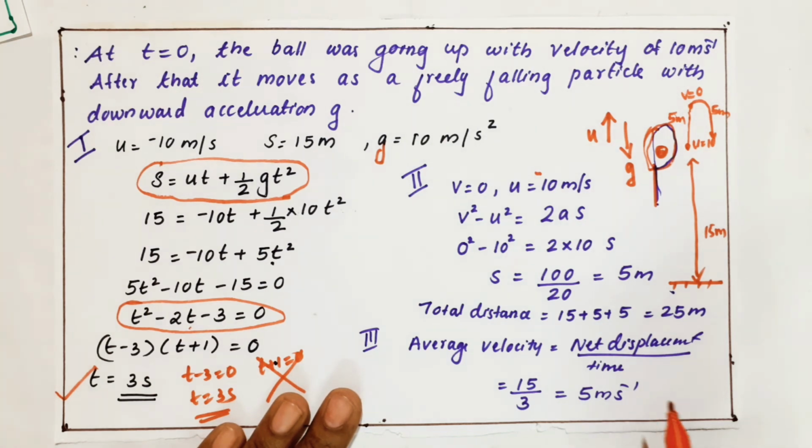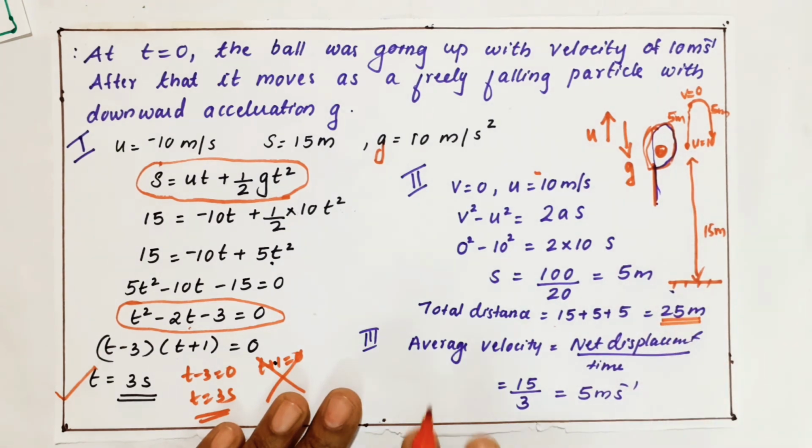Clear? 15 plus 5 plus 5 is 25 meter. So we are calculating distance only. So no need of taking sign. Okay, no need to bother about the sign. So we can take it as 25 meter is the distance. So that option also correct.